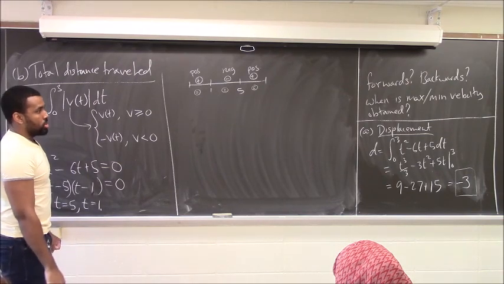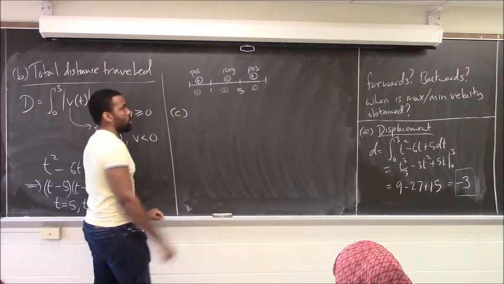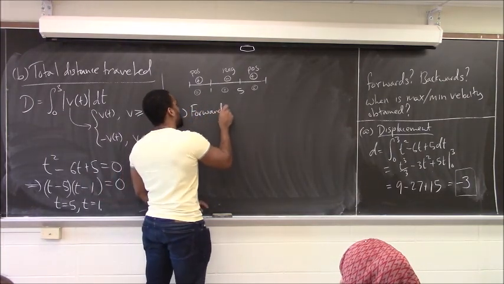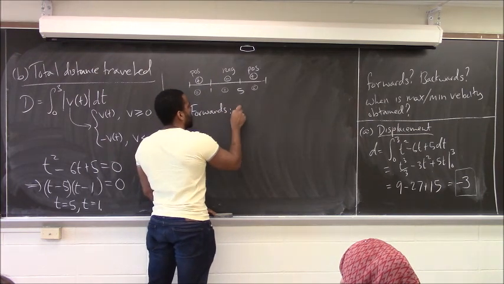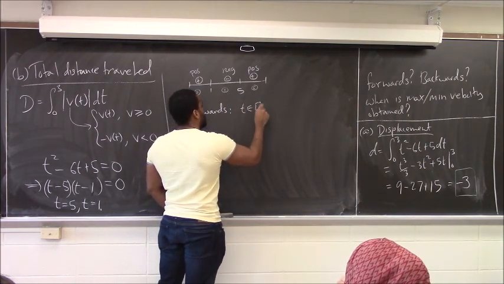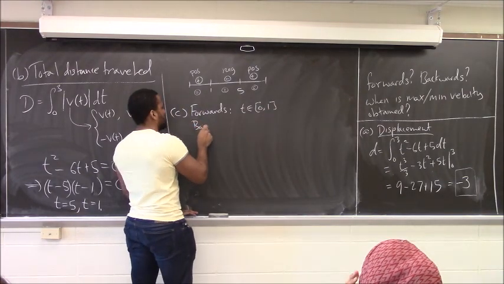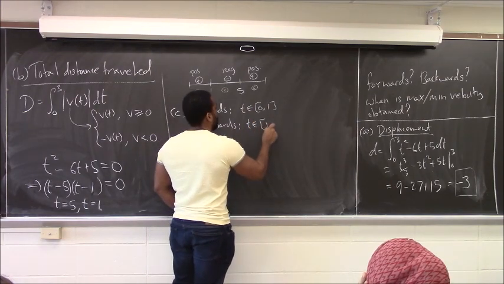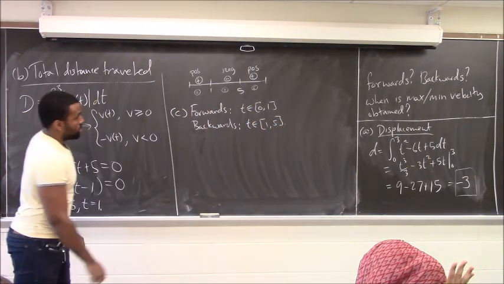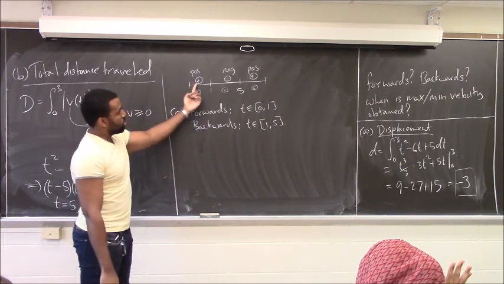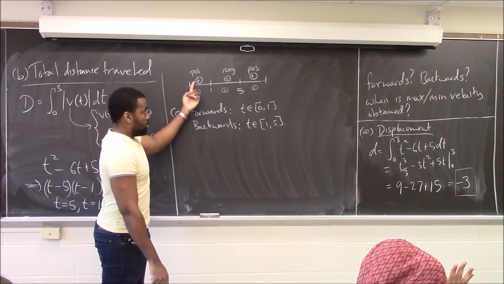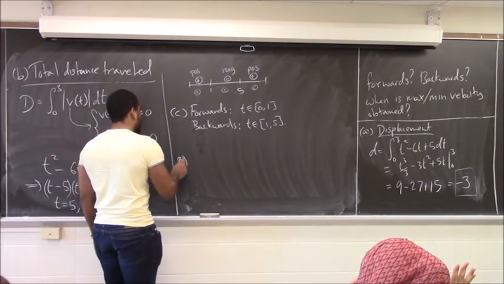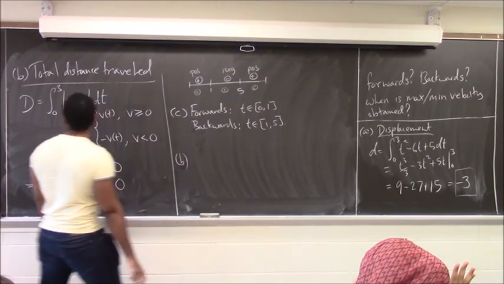And by the way, that also tells me, at this point I can answer C right away. I know it's moving forwards for t in 0, 1, and it's moving backwards for t in 1, 5. But more importantly, I know it hits 0 at 1, it's above the horizontal before 1, and it's below the horizontal after 1. But now to actually get back to B.